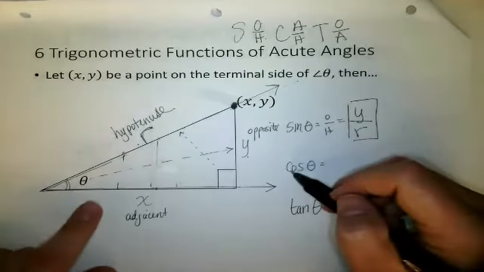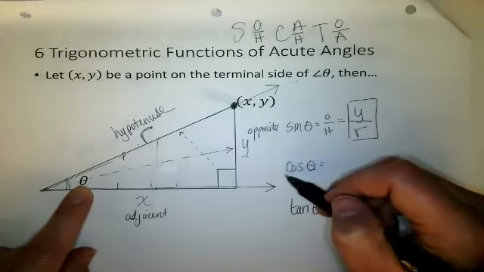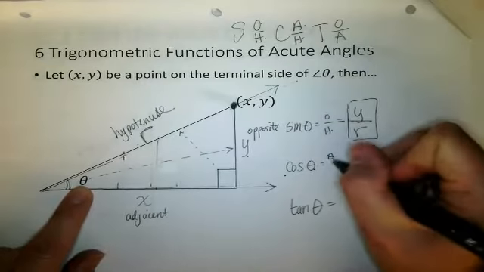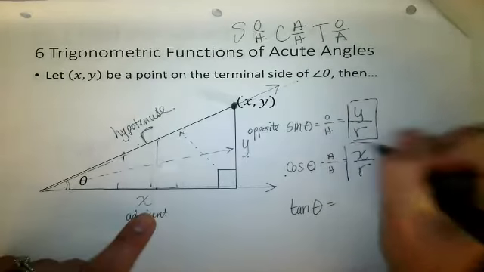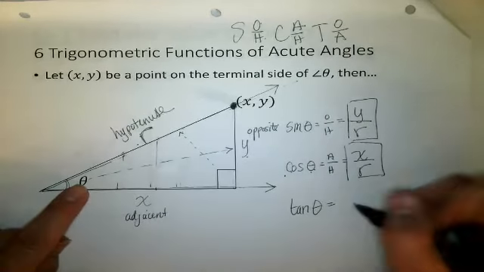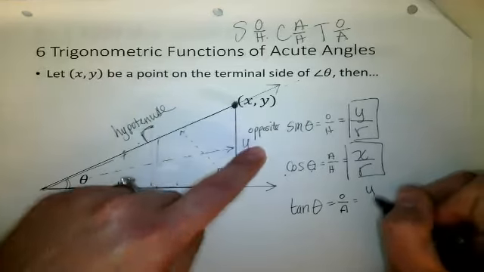And if I want to do the cosine according to angle theta, so you should always say it that way, it makes a big difference. The cosine ratio according to angle theta would be adjacent over hypotenuse, X over R. Very good. Tangent according to theta is going to be opposite over adjacent, which would be Y over X.